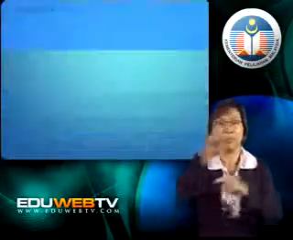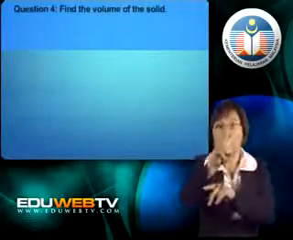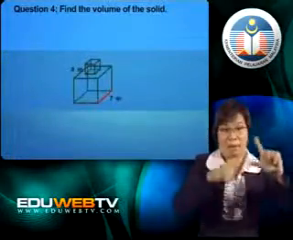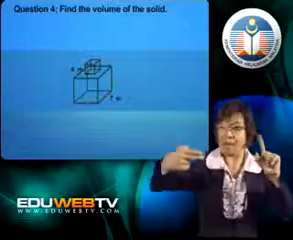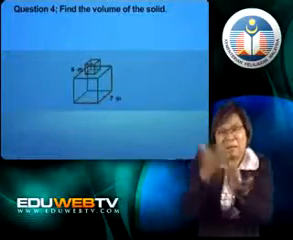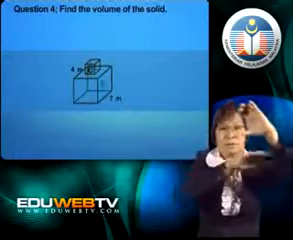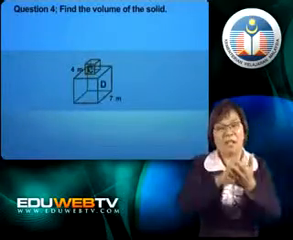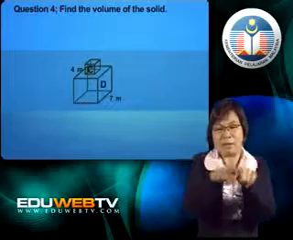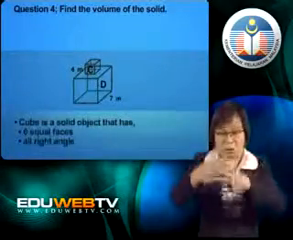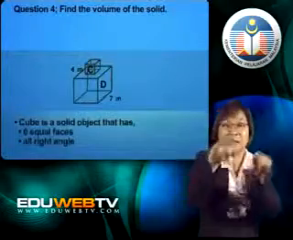Question 4. Find the volume of the solid. The volume of a cuboid equals length multiplied by width multiplied by height. Simplify the three-dimensional shape. Name the top cube as C and the bottom cube as D. This should be easy as it has an equivalent sign. Just a reminder, a cube is a solid object that has 6 equal faces and all right angles.